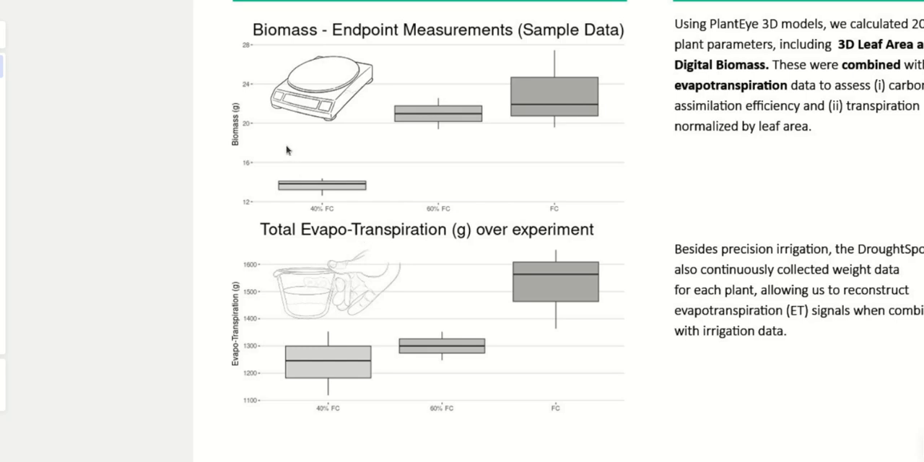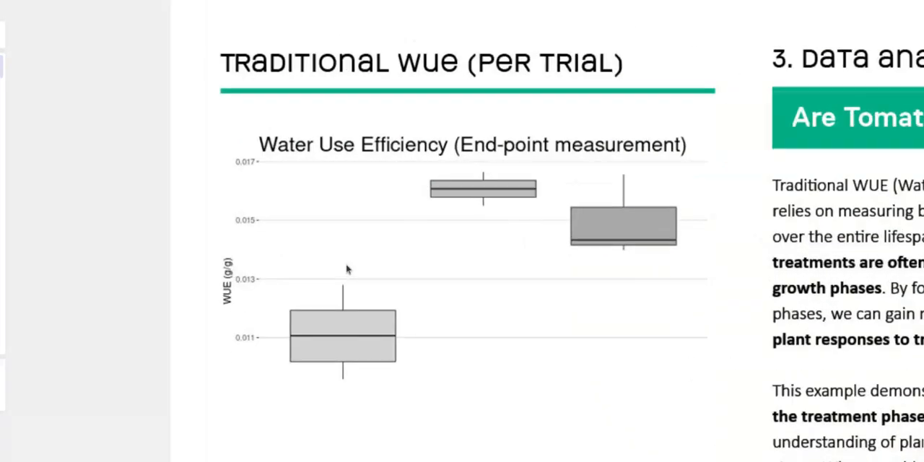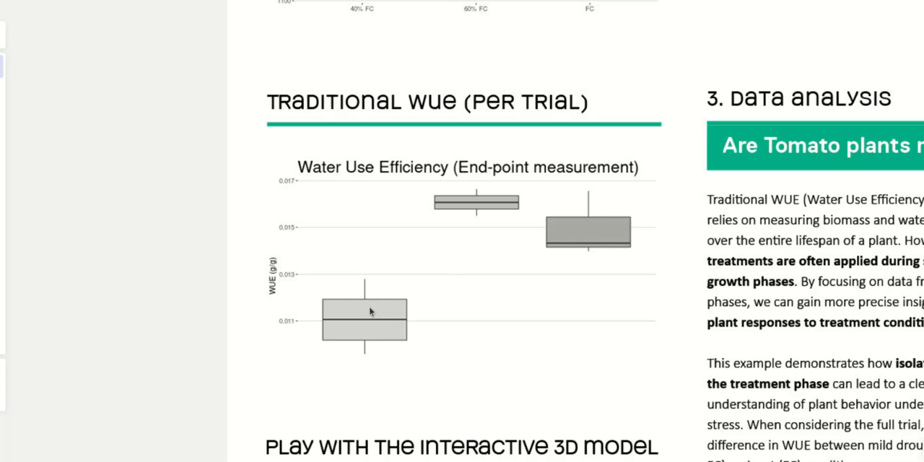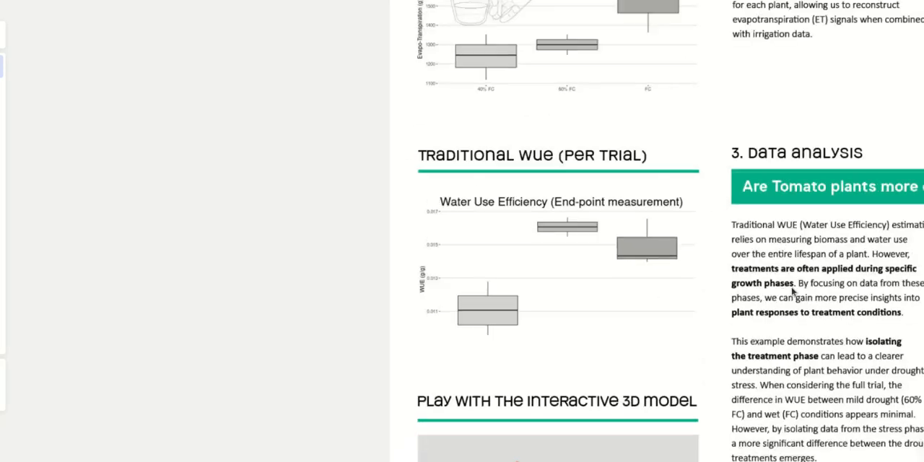To now understand which of these plants is most water use efficient, we simply divide the amount of biomass over the total evapotranspiration over the course of the experiment. That would yield us with the following plot, where we would find the 40% field capacity group. They are the least efficient in their water use, followed by the plants grown at field capacity, and the plants grown at 60% of the field capacity. They are the most efficient in water use.